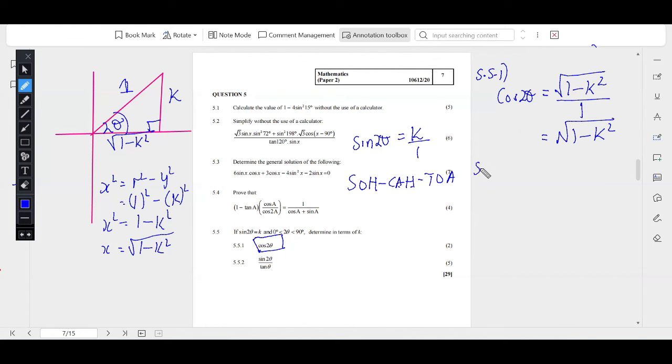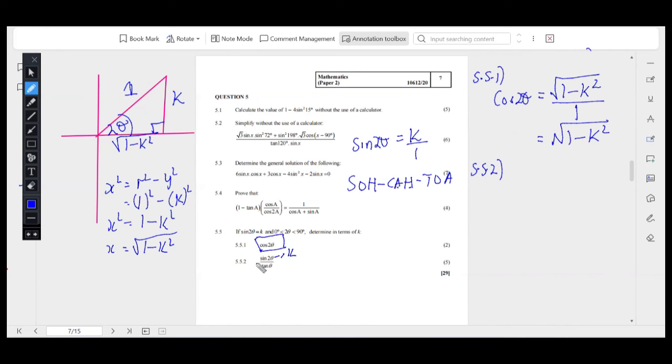Now, we can go for 5.5.2 and say sine 2 theta over tan theta. Now, how are we going to get this? We do have our sine 2 theta here as k, right? But if we have to solve this further, we have sine 2 theta over tan theta. Let's try to break this one down. Sine 2 theta, remember, is a double angle, which breaks down to 2 sine theta cos theta, right? Then we can say divided by tan theta, because over tan theta is the same as divided by tan theta, which leads us to 2 sine theta cos theta divided by tan theta.